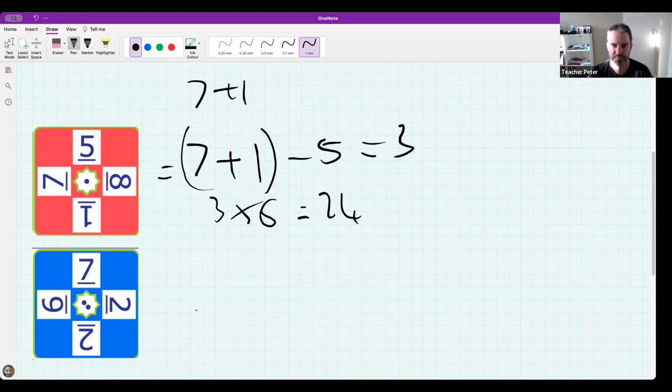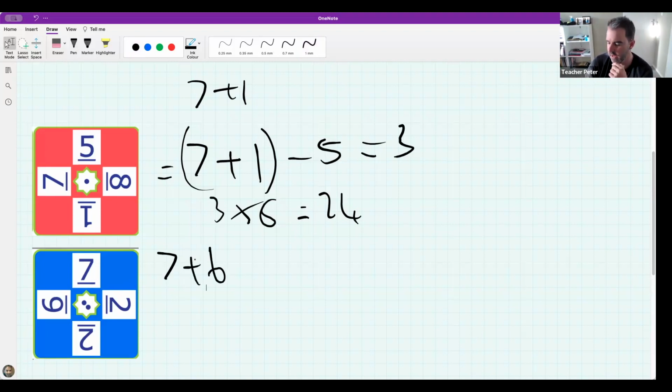Can anyone do the blue one? It's a 7, 6, 2, and 2. Can you make 24? I'll give you a hint for the blue one. Think of 7 plus 6. How could that get to 24? Who has an answer for that one?